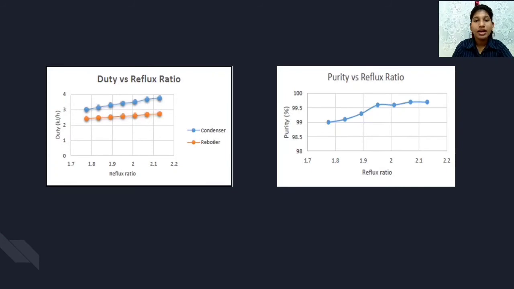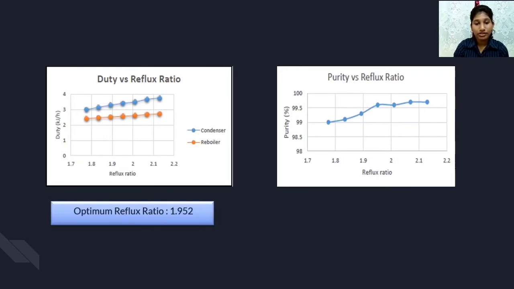From the data obtained, the relationship between the duty and reflux ratio and also the relationship between the purity and reflux ratio was this. As you can see, the duty of the condenser and reboiler increased with the reflux ratio, while for this graph, the purity of aniline increased with the reflux ratio, but after a certain point, the purity of aniline is almost the same. Therefore, the optimum reflux ratio selected is 1.952. This is because at this point the purity almost reached 100 and the condenser and reboiler duty is low.